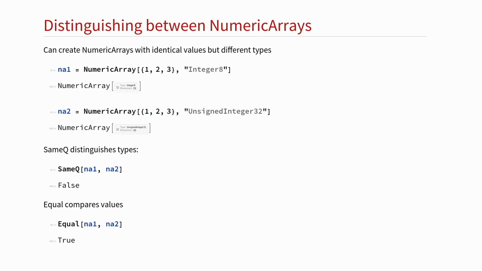So I can create numeric arrays with identical values but different types. Here I create a numeric array which has an Integer8 type with the values 1, 2, 3, and here it has UnsignedInteger32 type. If I use SameQ, then because these types are different, these are considered to be different. If I use Equal, it is value-based, and so Equal will go through these values, even though they're different types, and compare them. So these are the two ways of distinguishing between them.